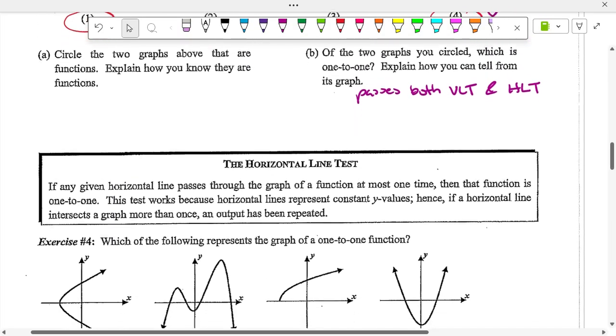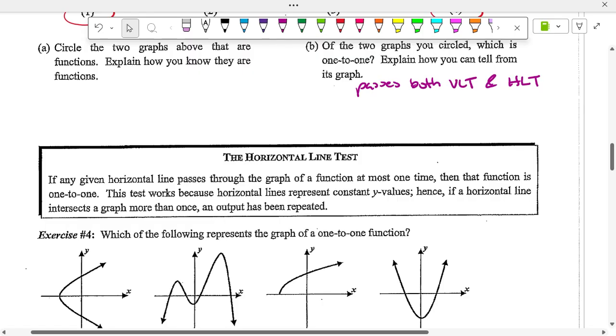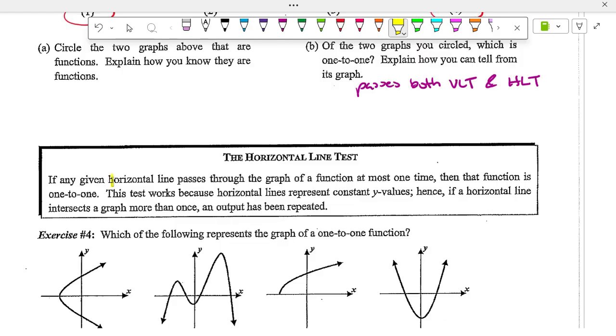So, just to restate what I already said, if the horizontal line passes through the graph of a function at most one time, then the function's one-to-one. Horizontal lines represent constant y values. Vertical lines represent constant x values. So if a horizontal line intersects more than once, the y value repeated. That's all it does. And this is true also for vertical line tests, but instead of y value, it's x value.